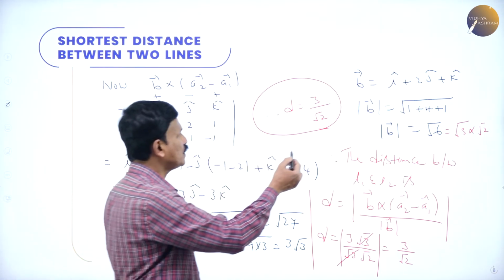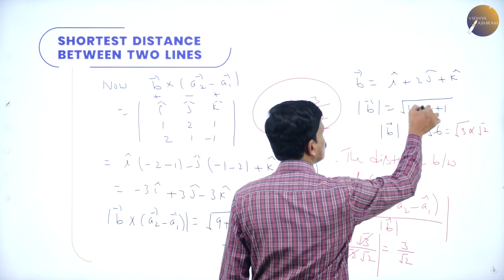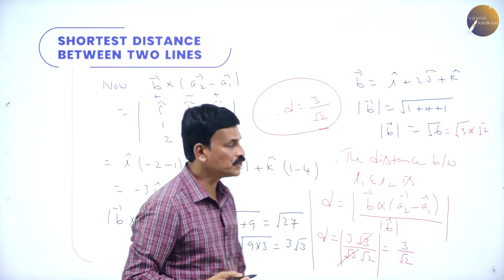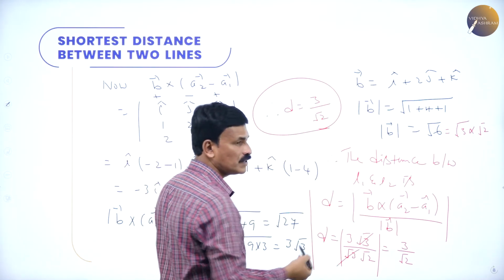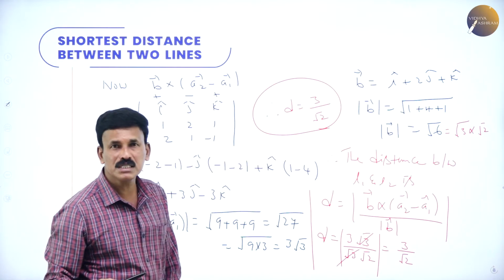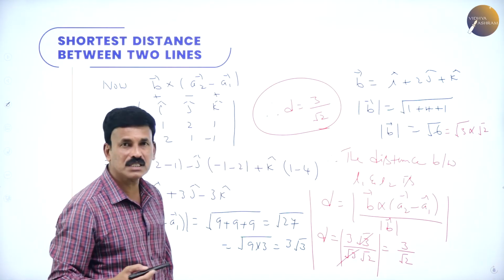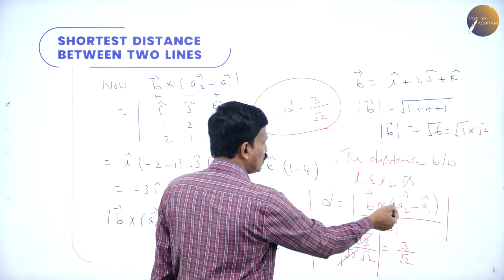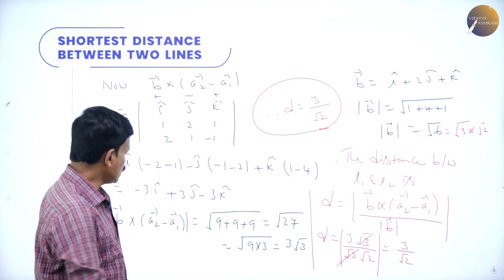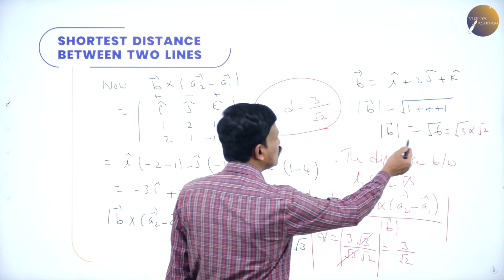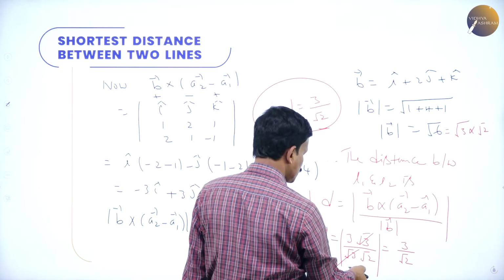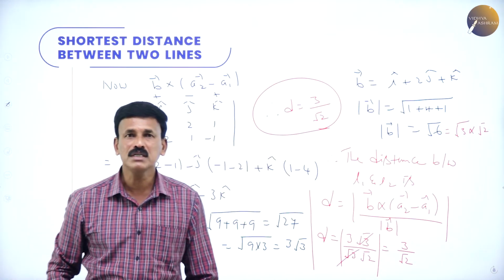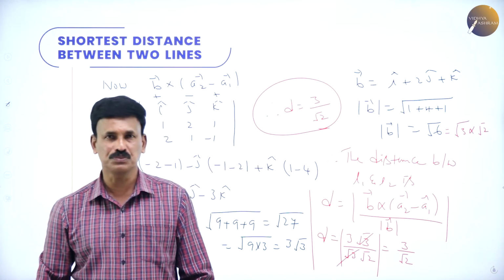And the magnitude of vector B is the root of 1 squared is 1, plus 2 squared is 4, plus 1 squared is 1, 1 plus 4 plus 1 is 6. 6 can be written as root 3 into root 2. So the distance between the parallel lines L1 and L2 is given by D is equal to the magnitude of B cross (A2 minus A1) divided by the length of vector B. So the length of B cross (A2 minus A1) is 3 root 3 divided by the length of B, which is root 3 into root 2. Root 3 gets cancelled, giving 3 by root 2. Therefore the distance between the lines is D is 3 by root 2 units.